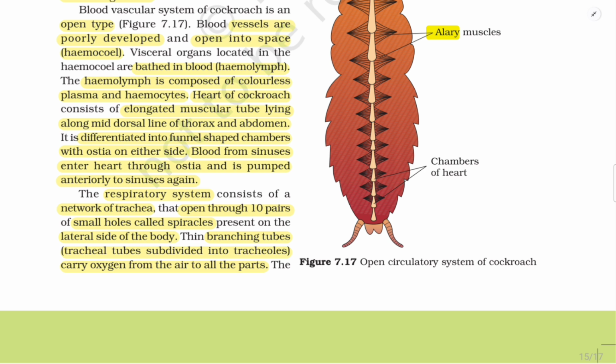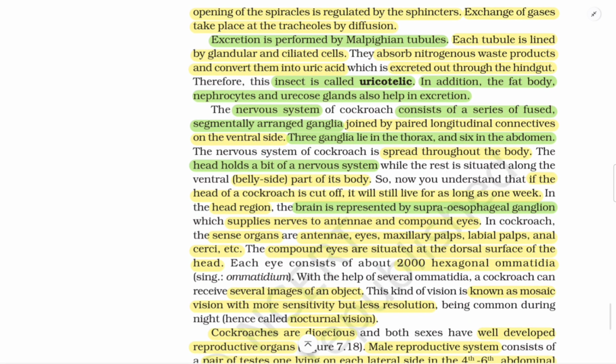The respiratory system consists of a network of trachea that open through 10 pairs of small holes called spiracles, present on the lateral side of the body. Thin branching tubes, that is tracheal tubes subdivided into tracheoles, carry oxygen from the air to all the parts. The opening of the spiracles is regulated by sphincters. Exchange of gases takes place at the tracheoles by diffusion.